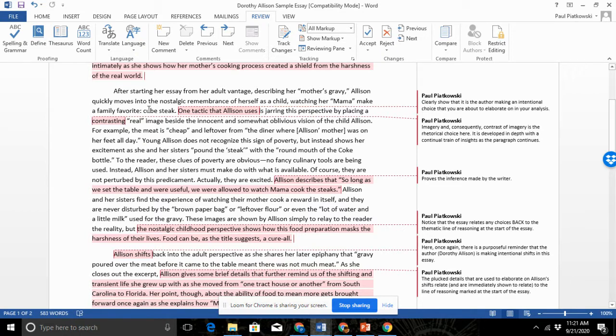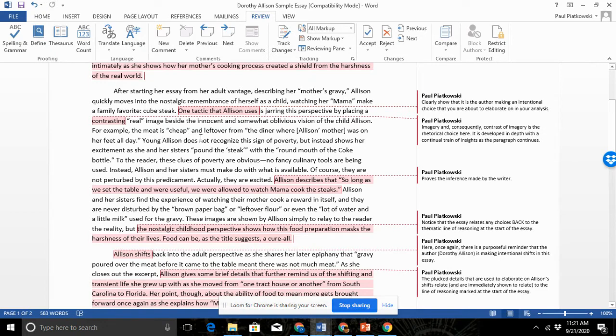So first body paragraph. After starting her essay from her adult vantage, describing her mother's gravy, Allison quickly moves into nostalgic remembrance of herself as a child, watching her mama make a family favorite, cube steak. One tactic that Allison uses is jarring the perspective by placing a contrasting real image beside the innocent, somewhat oblivious vision of the child Allison.